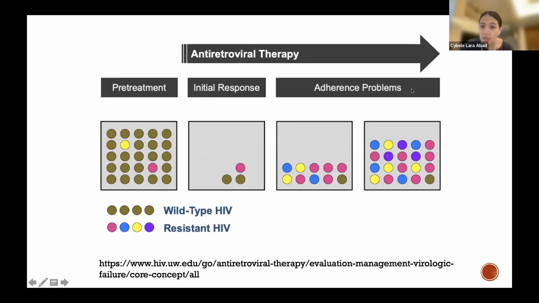But if you do have adherence problems, then you will start to get this multiplication of the drug-resistant virus in different colors, as you can see here. And then that's what you'll get eventually, a drug-resistant HIV. Now, in which case, your current regimen will no longer be effective.